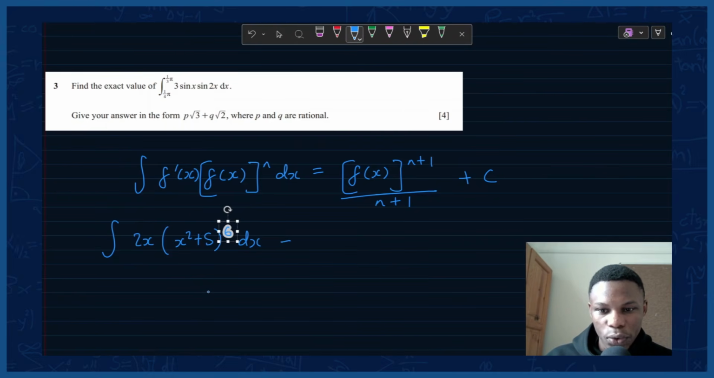So according to our rule above, this simply integrates to x squared plus 5, then you add 1 to your power, 7, and you divide by 7 plus c.